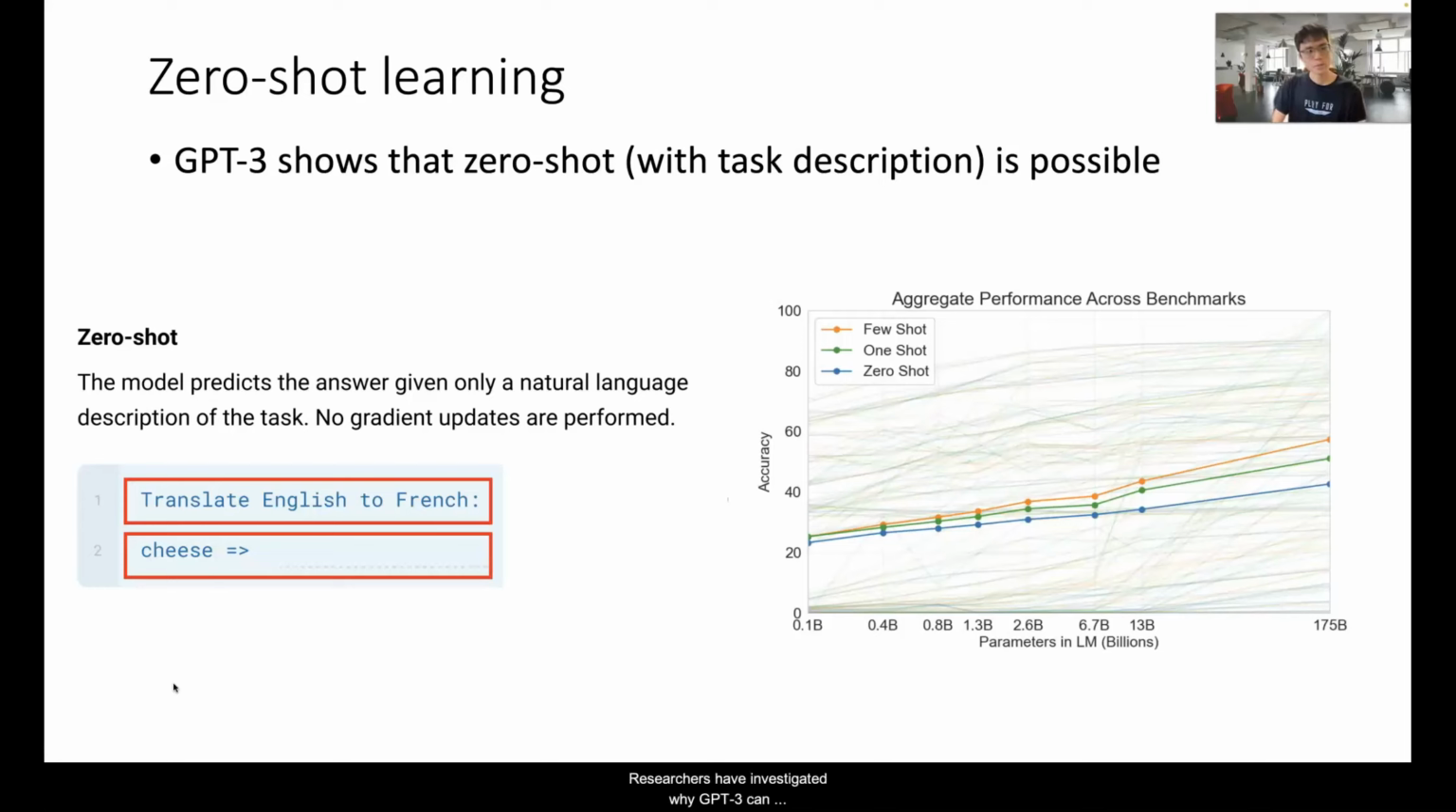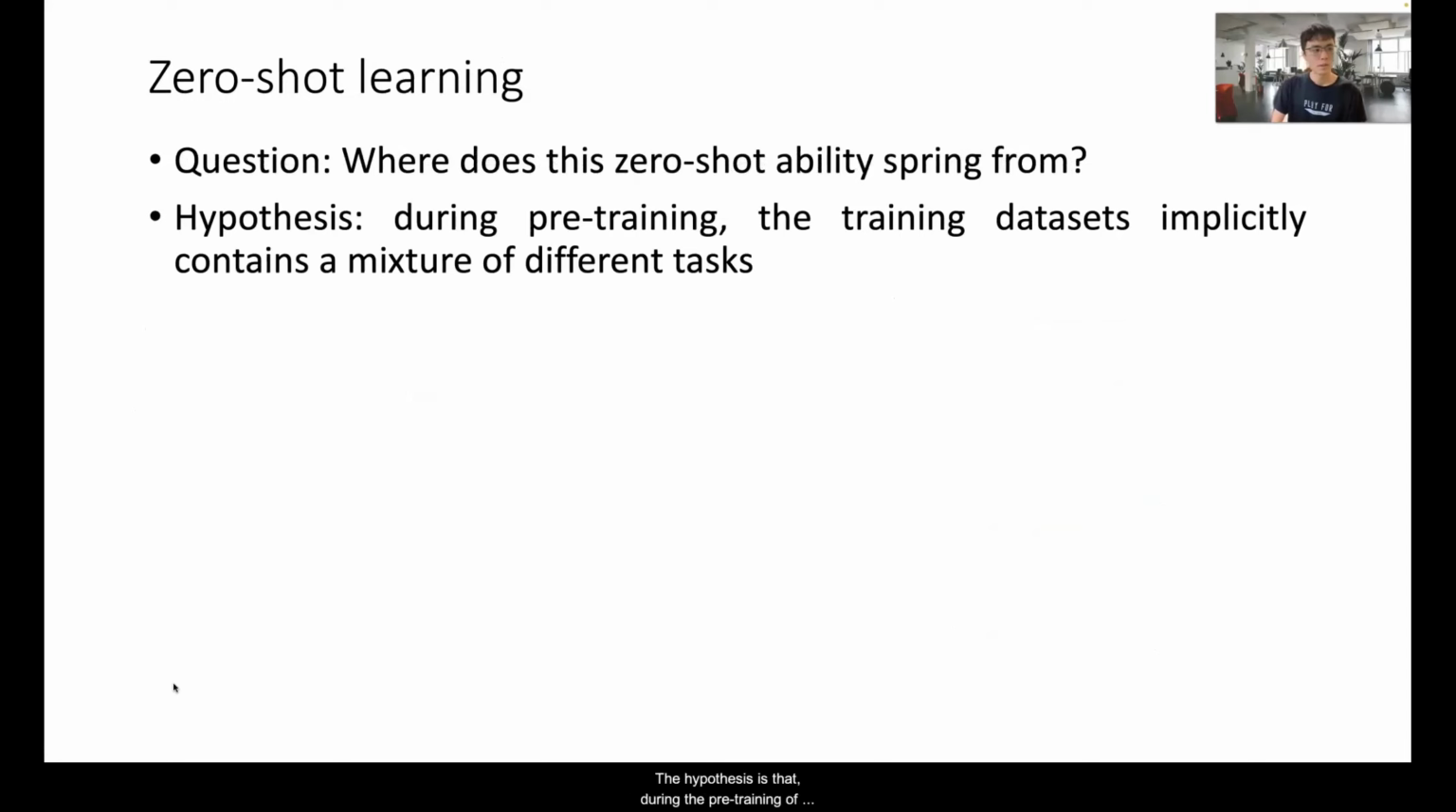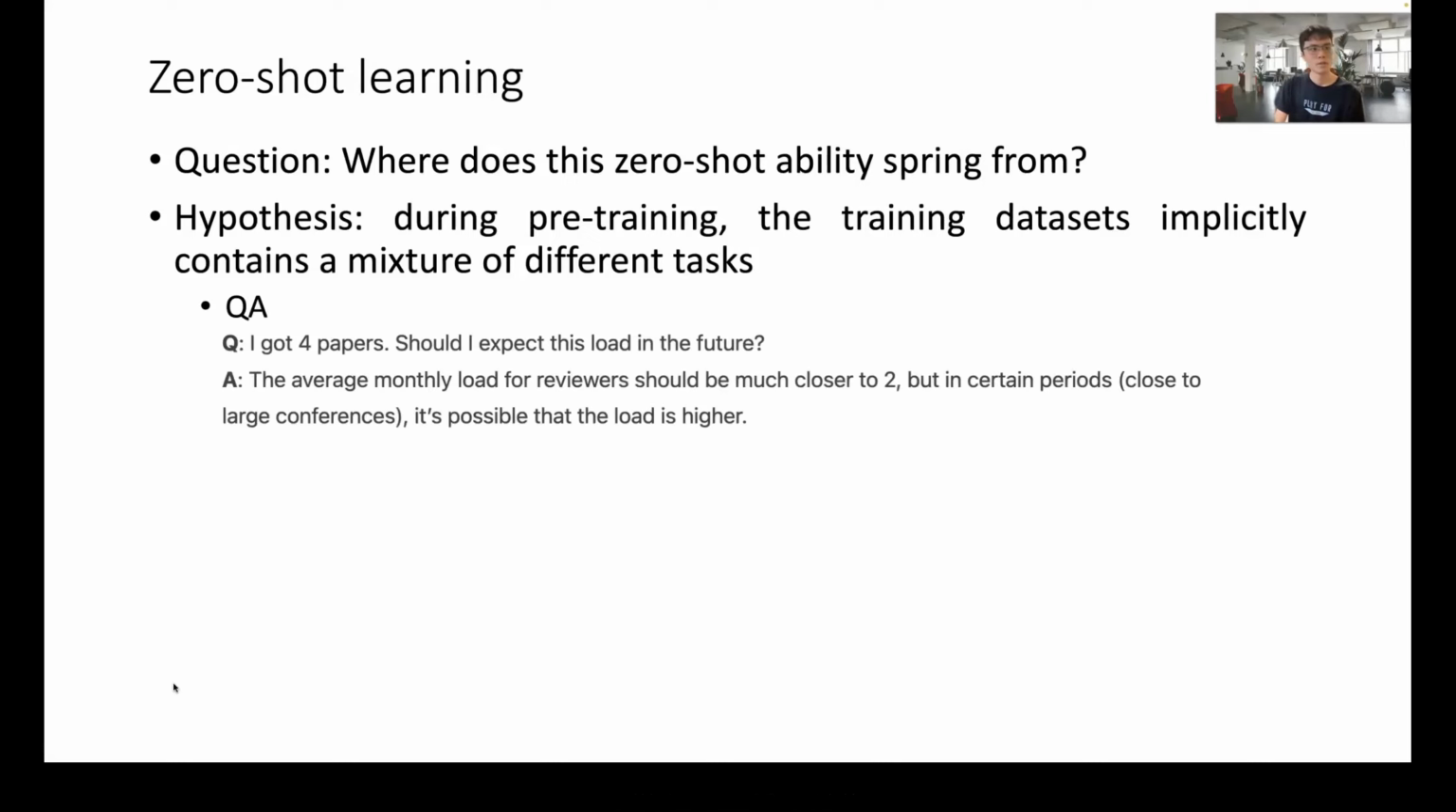Researchers have investigated why GPT-3 can perform zero-shot learning, and they propose a hypothesis. The hypothesis is that during the pre-training of GPT-3, the pre-training data is just like a mixture of different tasks, and the multi-task pre-training enables the model to perform zero-shot inference. For example, there are a lot of FAQs on the web, and GPT-3 is trained on corpus drawn from the web. So pre-training on this corpora is like learning a question answering task.